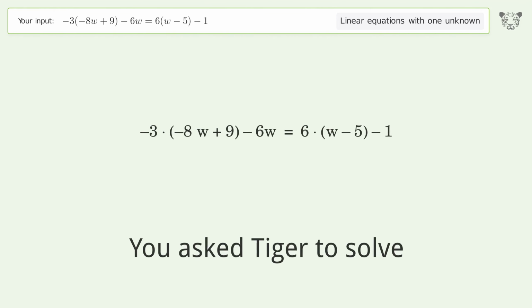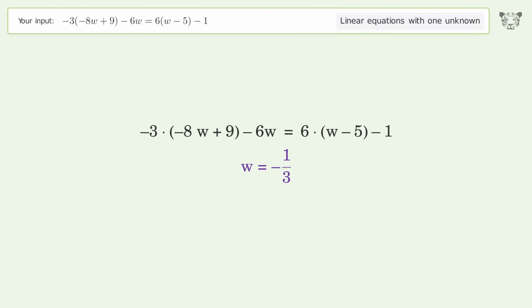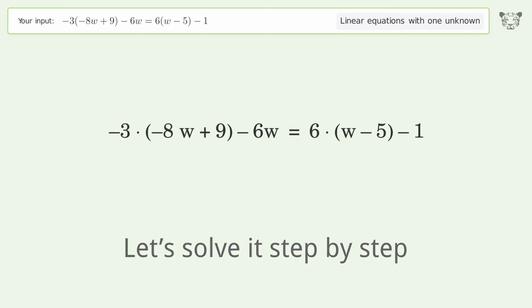You ask Tiger to solve this. It deals with linear equations with one unknown. The final result is w equals -1/3. Let's solve it step by step.